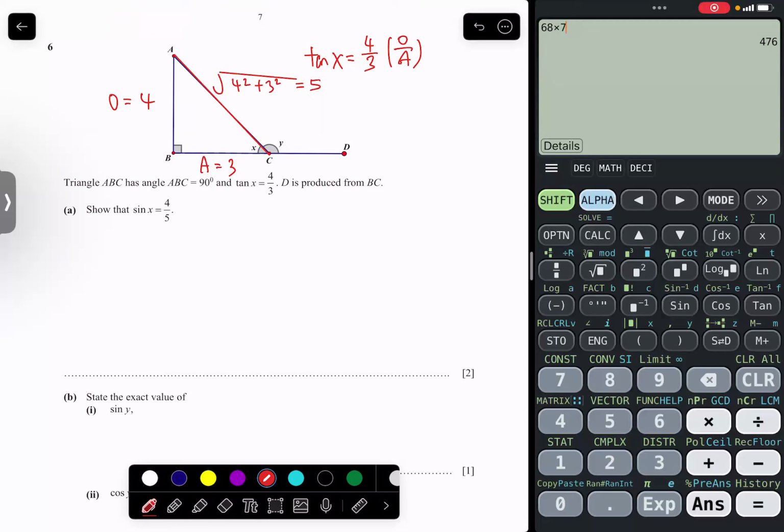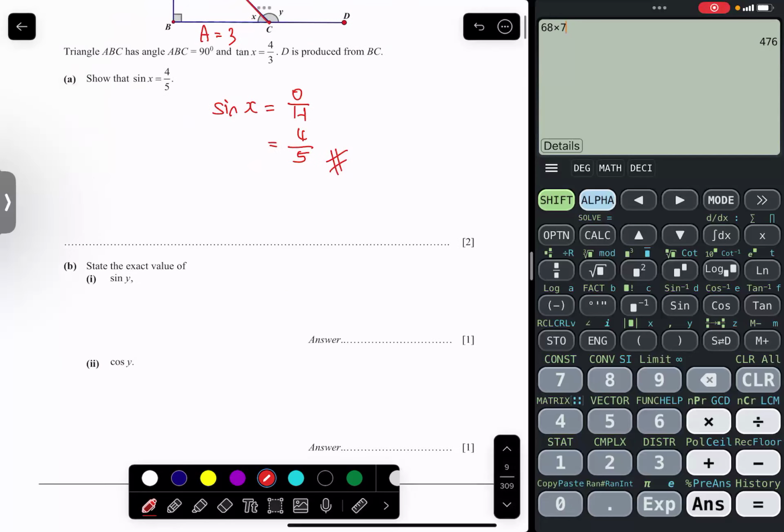Show that sine x equals 4 over 5. Sine x equals O over H, so it's 4 over 5. That's all. State the exact value of sine y. y is equal to 180 minus x, so sine x is equal to sine y, using the obtuse angle formula. So it's equal to 4 over 5.